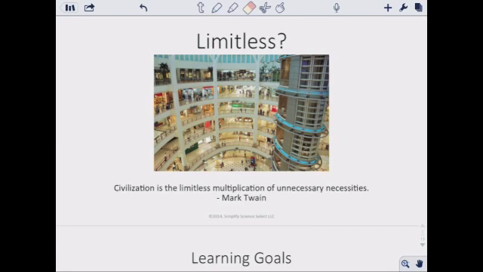Okay, welcome to the second lecture in Unit 8. This is called Limitless. The quote that we have is from Mark Twain. It says, "Civilization is the limitless multiplication of unnecessary necessities."